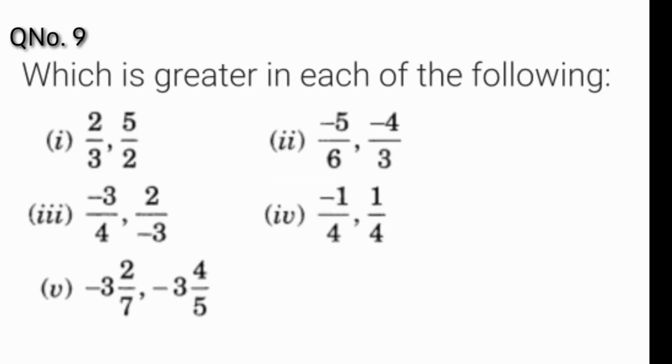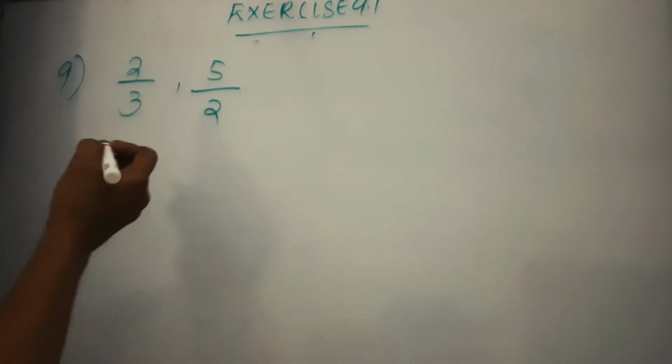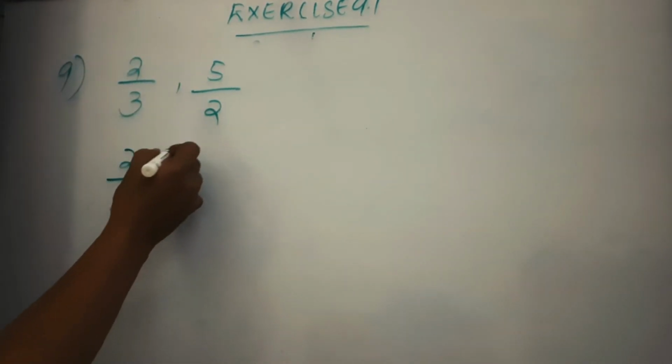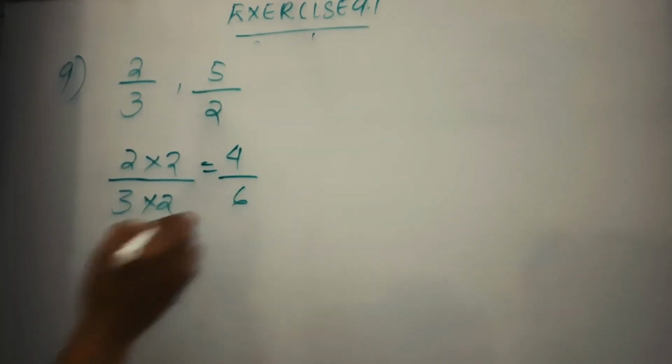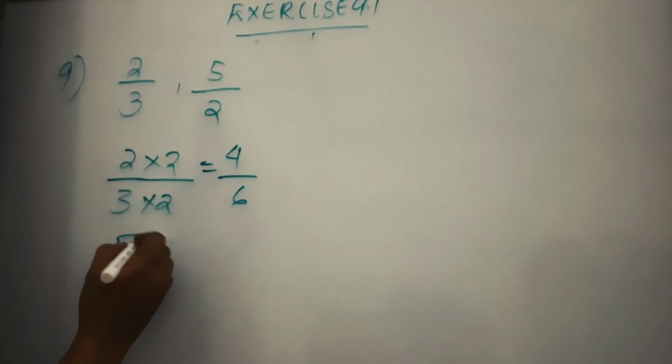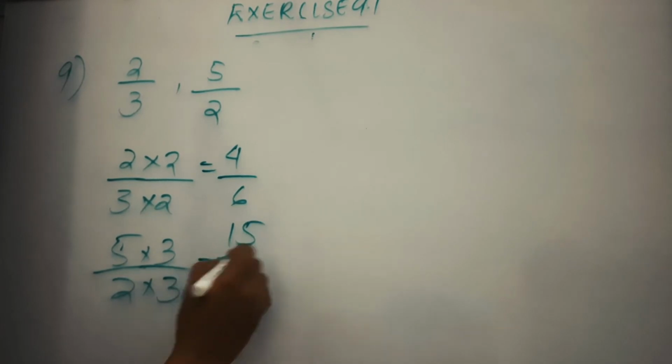Now the ninth question is, which is greater in each of the following? It is the same as the previous one. We have to compare which one is greater by making the denominators equal. Then only we can compare them. So to make the denominators same, let's take the LCM, or you can cross multiply also. 2 by 3 into 2 into 2, because the other denominator is 2. You get 4 by 6. And the other one, 5 by 2 into 3 into 3. You get 15 by 6.